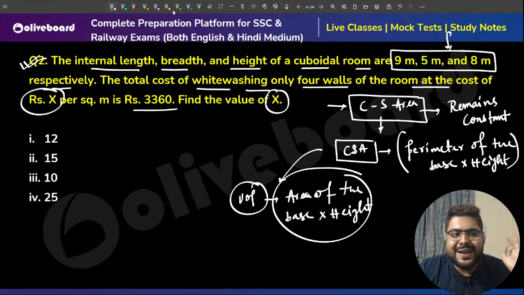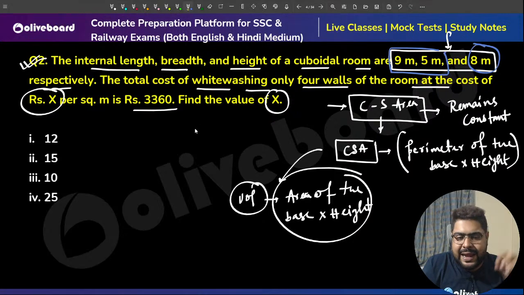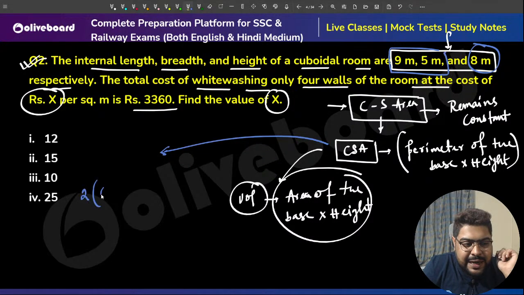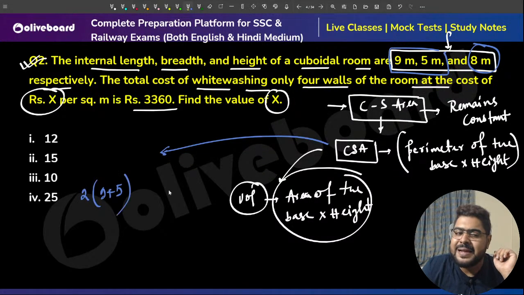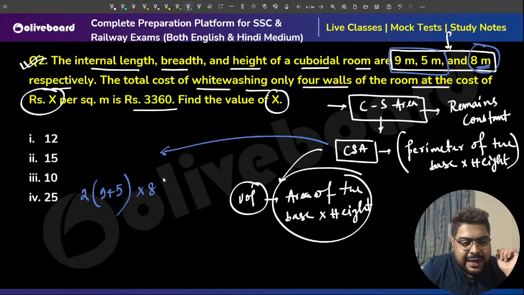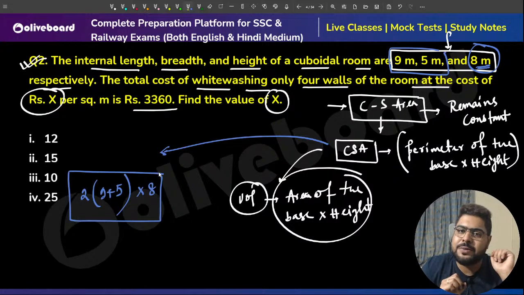So over here, let us do this. Length and breadth are these 2, height is this. So the cross-sectional area is the perimeter of the base. It's a rectangle, so 2 into (9 plus 5), 2 into (length plus breadth), into height. Height means this is 8. That is the area I need to whitewash.